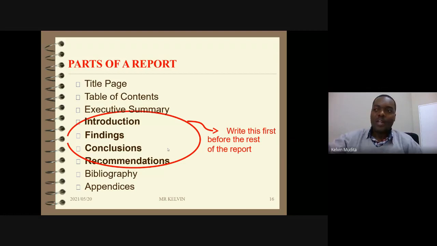When you finally complete these 4 sections, that is where you go on and write your executive summary, and you also create your table of contents and your appendices. That is how you actually go about writing a report.